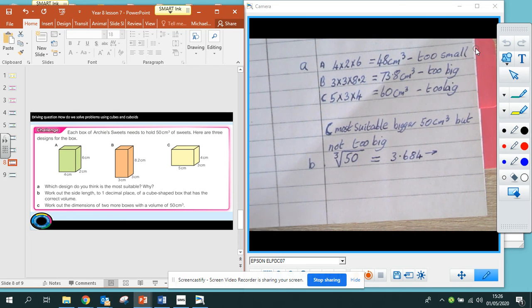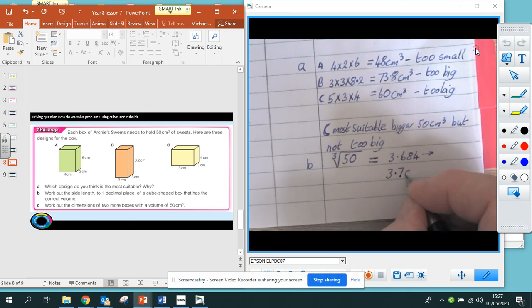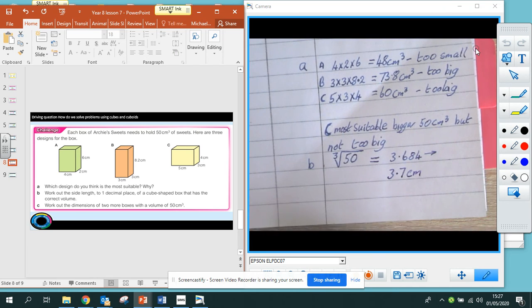Now, in this particular instance, the question says find the answer to 1 decimal place. So I only need to write 1 decimal place. 1 decimal place here looks like the 6. I then look at my next number, which is an 8. 8 is more than 5, so I've got to add 1 to the 6. So my answer in this case would be 3.7 centimeters, because I'm going from a volume back to a length.